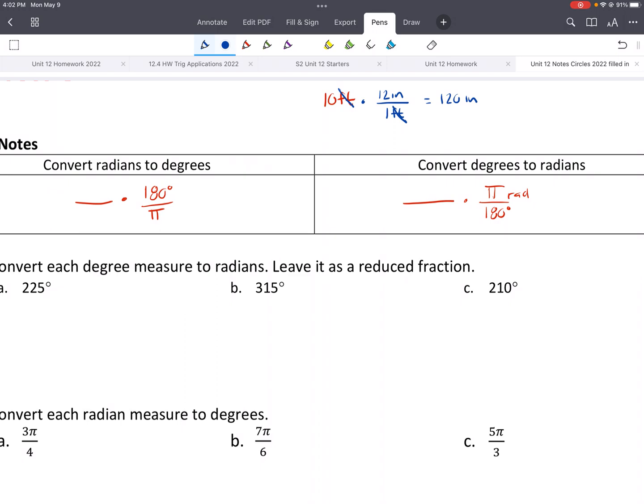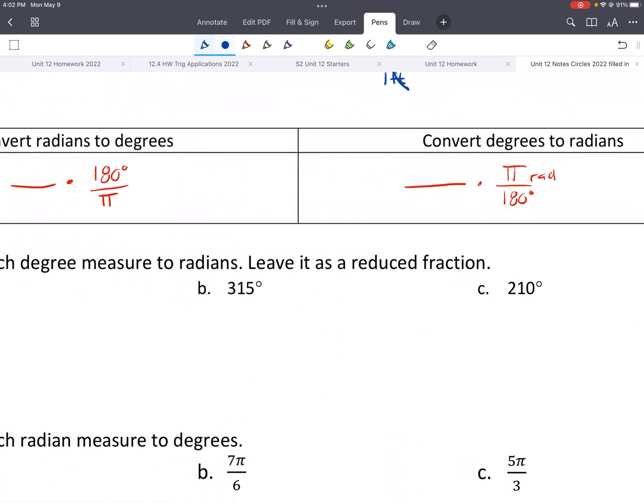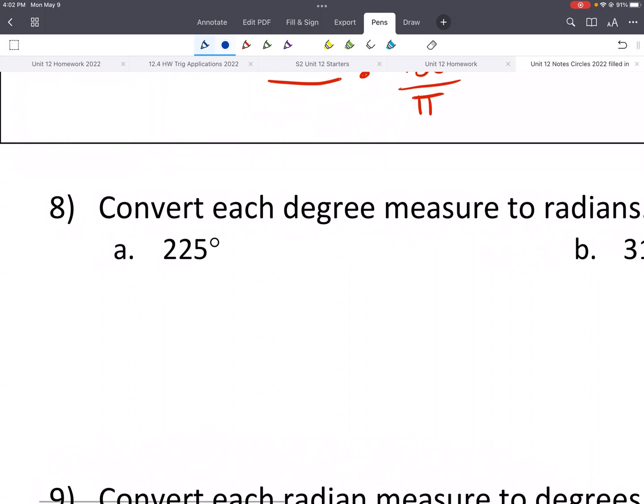Let's do a couple of those together. So let's look at maybe 8a. Okay, so it's 225 degrees. So we're going to multiply it by pi over 180 degrees. Again, the degrees on top and degrees on bottom would cancel. And then we just need to simplify our expression.